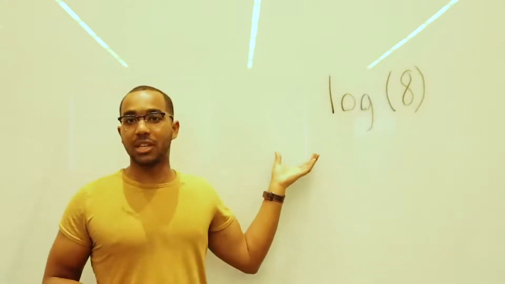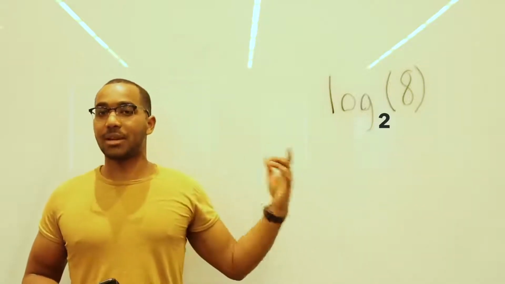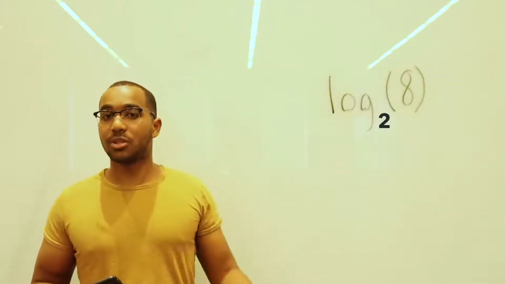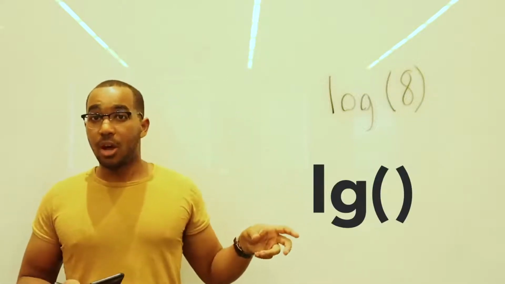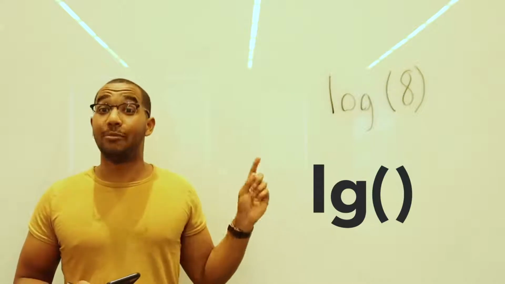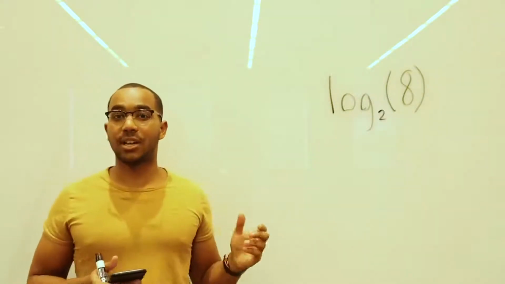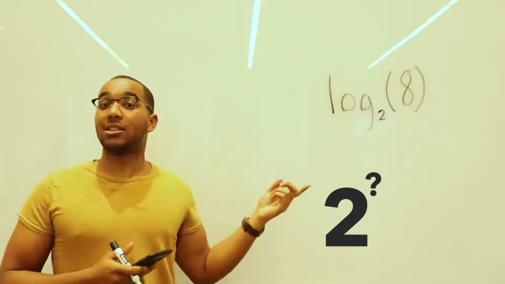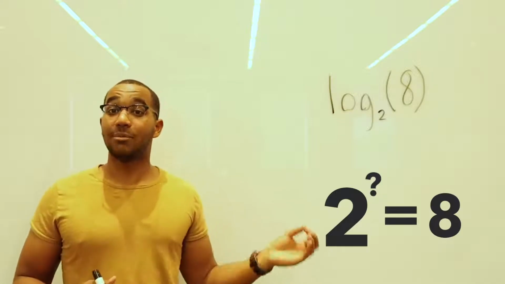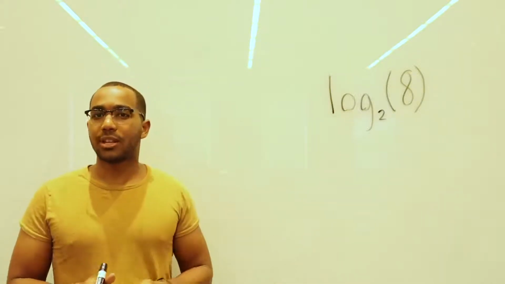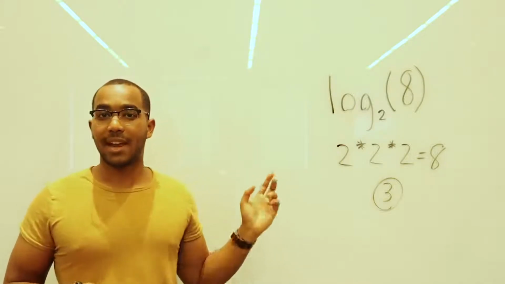Often we see the bare log sign, but in reality there's always a base. Sometimes it's assumed, sometimes it's not. A more specific notation used in computer science is lg followed by parentheses, which means we're dealing with a logarithm of base 2. So let's be more specific and put a 2 there. What this is asking is: 2 to the what is going to give me 8? How many times do I have to multiply 2 to give me 8? It would look like this. Here we see that we have to multiply 2 three times to get 8.